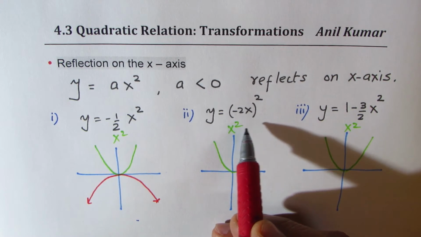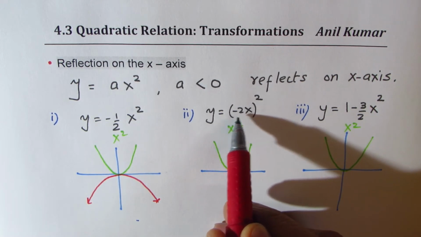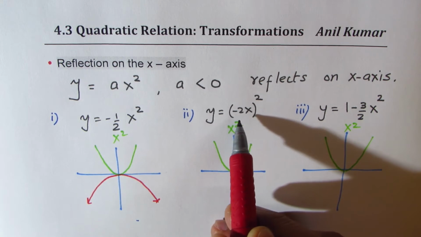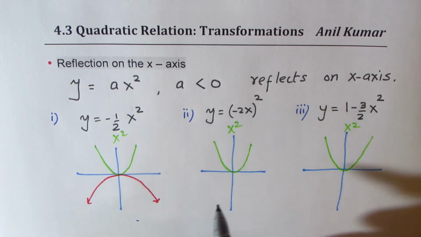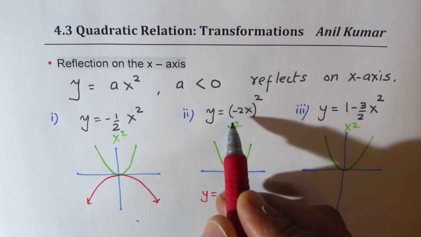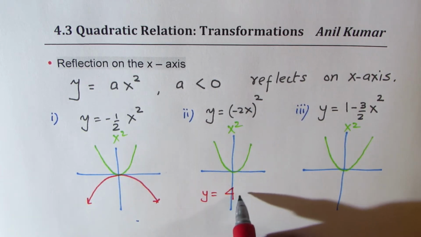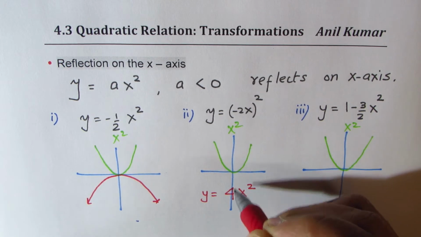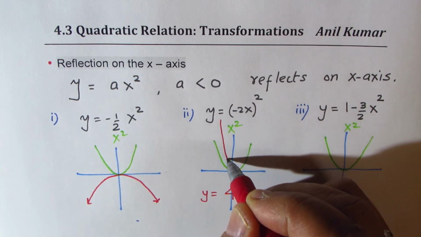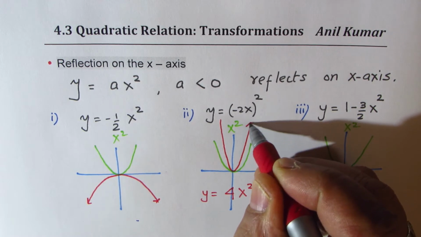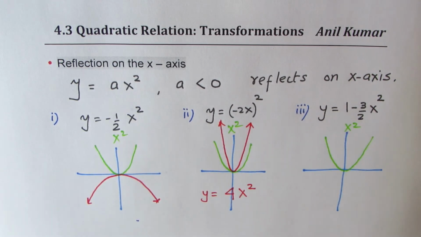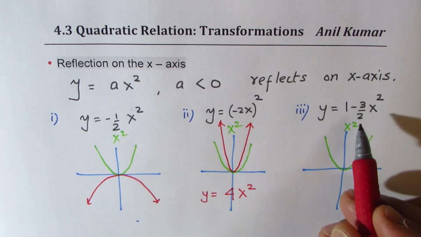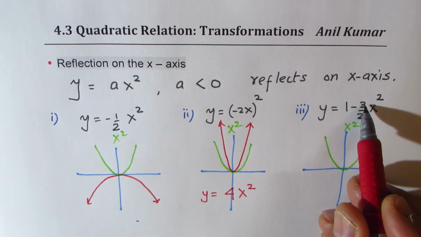Now in this case, this is kind of tricky. The minus is within the bracket, so when you open this up, it will be y equals 4 times x squared. So it is not reflected. You get an idea, right? This particular graph will be vertically stretched, so it will be steeper. So this one is not reflected. Do you understand? Here it is reflected, of course.